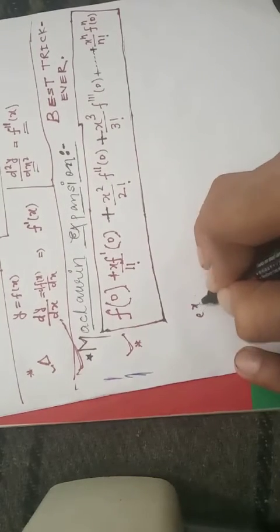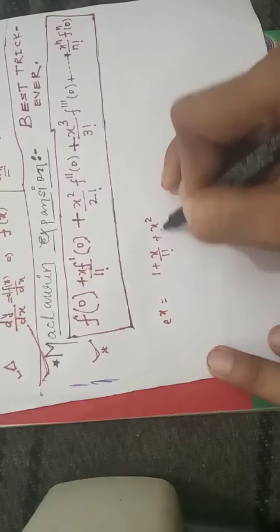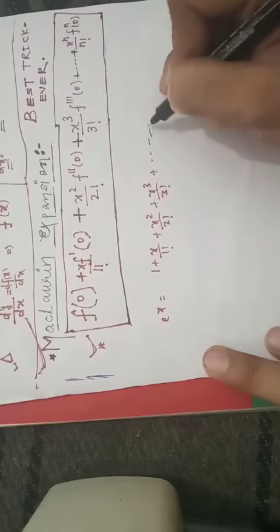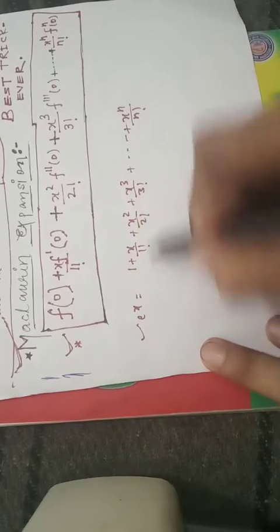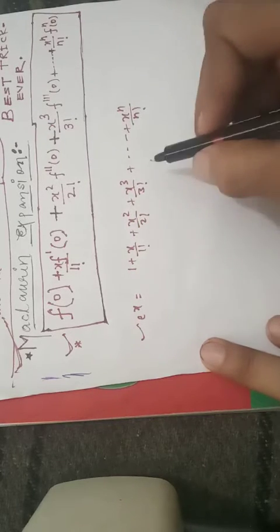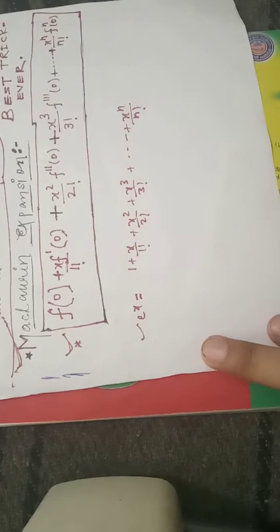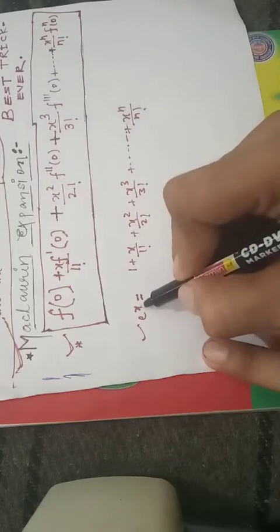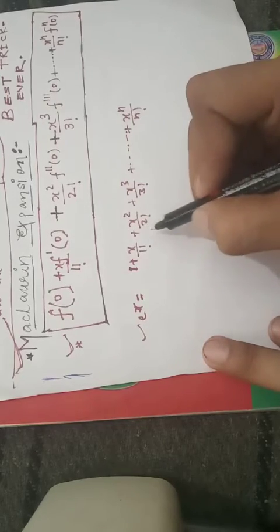Suppose the expansion of e to the power x is 1 plus x upon factorial 1 plus x square upon factorial 2 plus x cube upon factorial 3 plus dot dot dot plus x to the power n upon factorial n. You always remember this, you always cram this up, but from today you will not cram it; you will be able to find it out yourself, and you will feel proud of yourself that wow, I know these things. There was a curtain before your eyes, and you never developed such a skill.